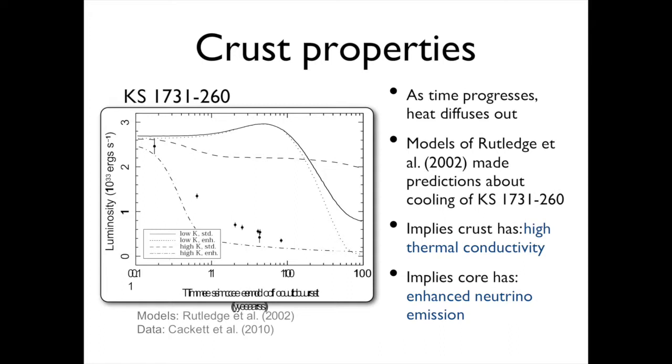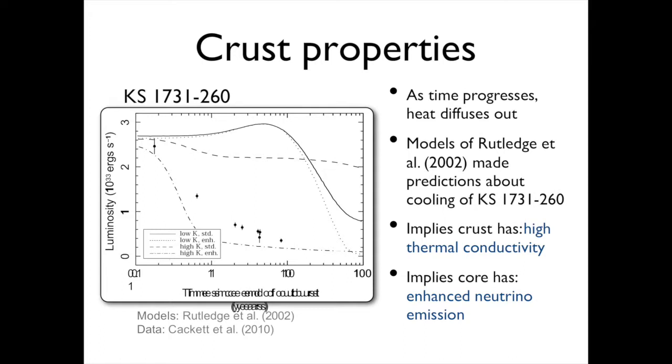The top 2 lines here, the solid line and the dotted line, are for a crust that has a low thermal conductivity. The difference between the 2 curves is that one has a core with standard cooling, and one has a core that's allowed to have enhanced levels of neutrino cooling. And then these bottom 2 lines, the dashed curve and the dot-dashed curve, have a high thermal conductivity, and again have standard cooling in the core and enhanced cooling in the core, right? So it just gives you a feel for how these curves might depend on some basic properties of the crust and the core of the neutron star.